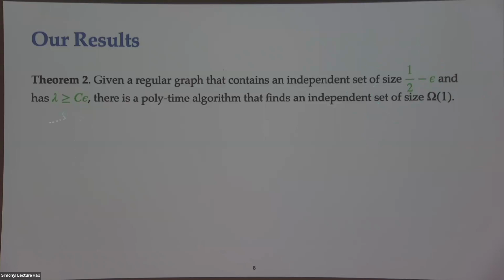But here the expansion requirement is weaker. We only need that the spectral gap is at least some constant times epsilon. Then again, we can find a large independent set. But the guarantee on the size of the independent set is better. It's larger, yes. So instead of 1/3, it has half minus epsilon. Yes. Thank you.